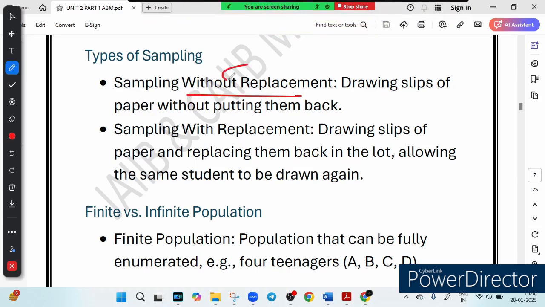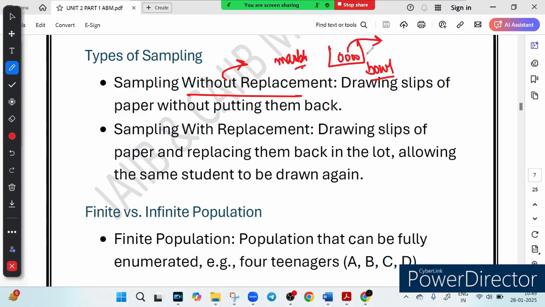If we talk about without replacement, imagine drawing a slip of paper from this ball and not putting it back. Suppose this is the ball, and there is a slip of paper, or suppose there are marbles. Imagine you draw a marble from this ball. There are several marbles, and you draw one marble from the ball, but you do not put it back. You have drawn it, but you are not putting it back again. So that slip, that marble, can't be drawn again, right?